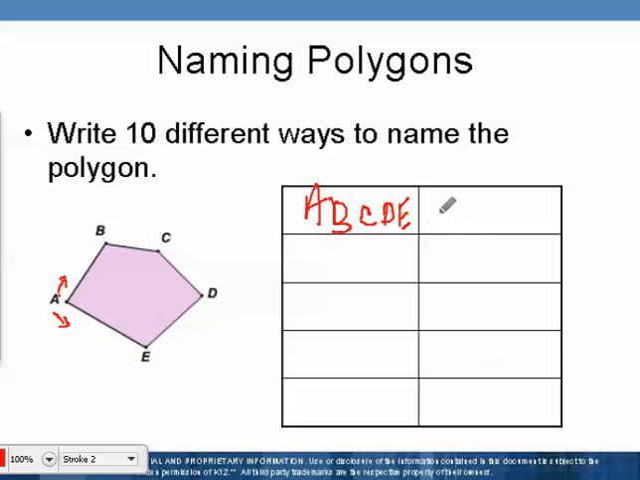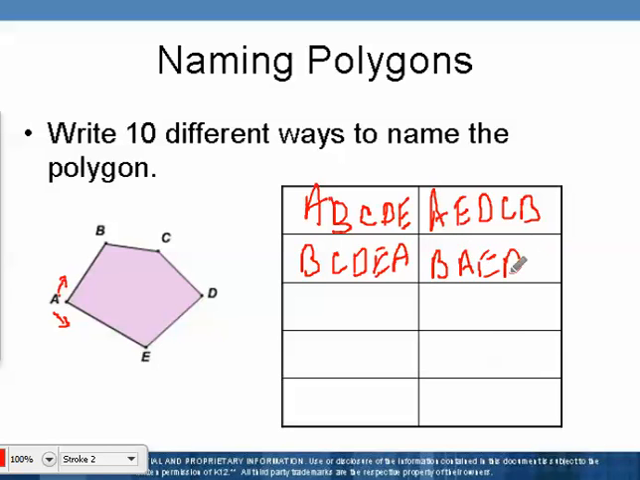Absolutely not. I could do that too. I could start at A, go to E, go to D, go to C, go to B, as long as I go all the way around in an order. Well, Mr. Green, could I start at B? Why, sure. B, C, D, E, A. And if I started at B, could I go the other way around? Why, sure. B, A, E, D, C.